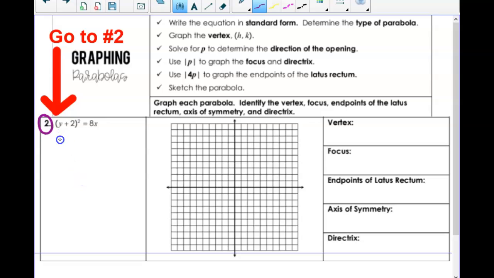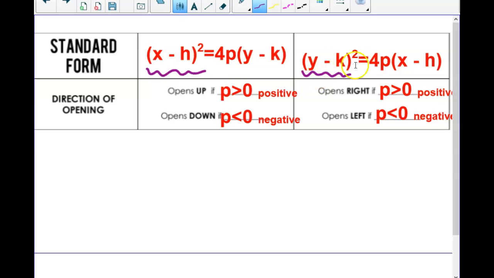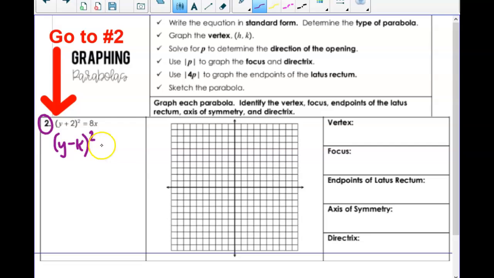Okay. If I go to the reference sheet, there's one that starts with a y minus k squared. Looks like this, right? y minus k squared equals 4p times x minus h. I'm going to write that underneath here because I want you to pick out some things. What do you know right now?